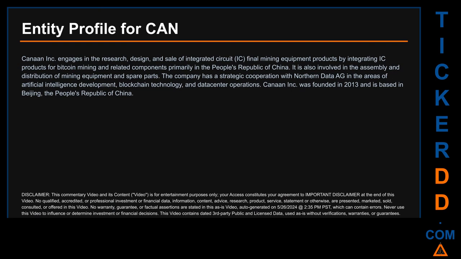The company has a strategic cooperation with Northern Data AG in the areas of artificial intelligence development, blockchain technology, and data center operations. Canaan Inc. was founded in 2013 and is based in Beijing, the People's Republic of China.